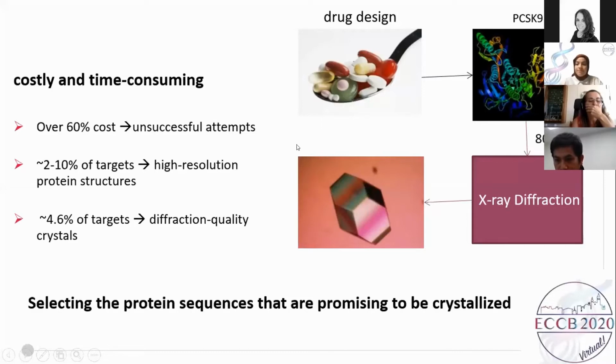Only about 2 to 10% of protein targets produce high-resolution protein structures, and about 4.6% of targets produce diffraction quality crystals. So if there is a prediction method that can predict the crystallinity of a protein with satisfactory accuracy, it will enable the rapid in silico screening of target proteins that are predicted to have lower crystallization propensity. And consequently, trial and error settings and cost of the protein structure analysis will be significantly reduced.